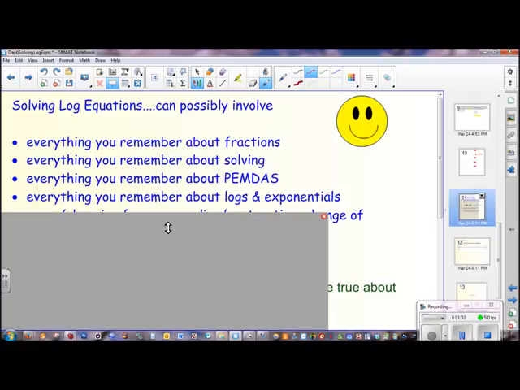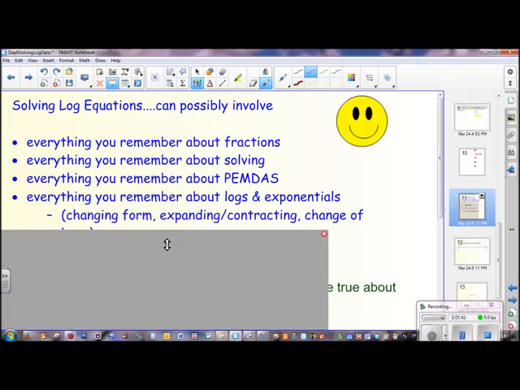Moving on down, everything you remember about logs and exponentials, and this is fairly recent information. We know we can go back and forth between logs and exponentials. We learned a lot about properties of logs and properties of exponentials. We learned how to change form. We learned how to expand and contract the laws. When you have multiplication or division or exponents inside your argument, how you can deal with each of those. Or if you have a long expression with logs in it, how you can contract it to a single expression.